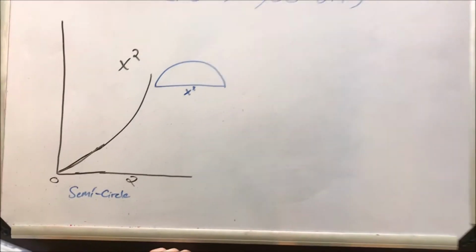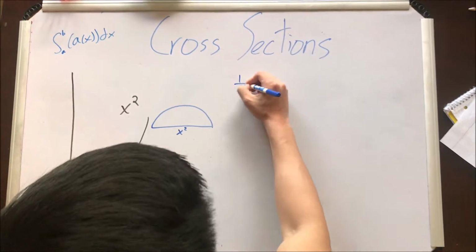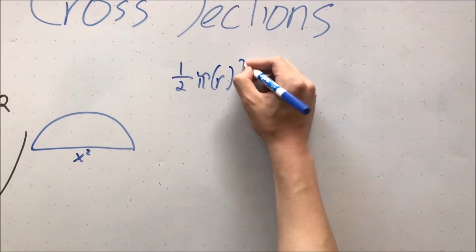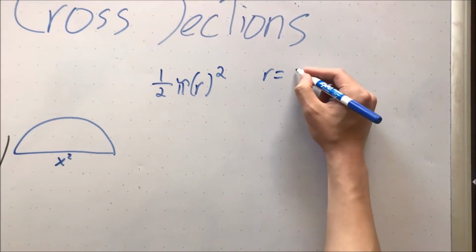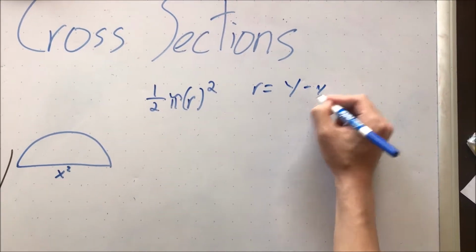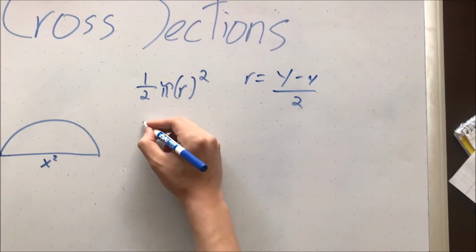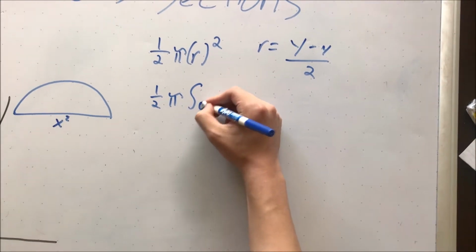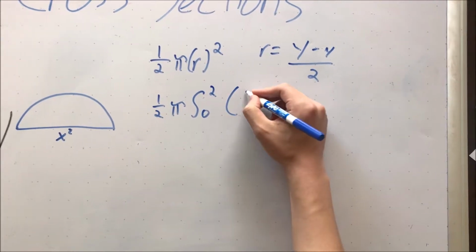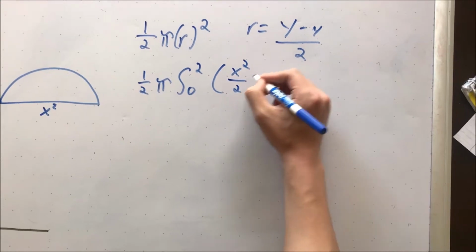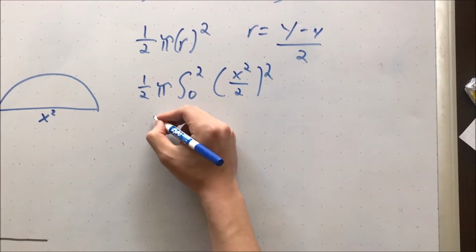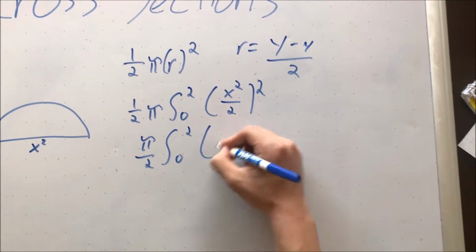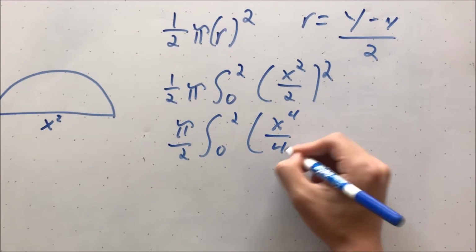This question asks for the cross-section with a half circle on the base. You'll use 1/2 times pi times r squared for your A of x, since that is the equation for the area of a half circle. Then you're going to plug in x squared over 2, because x squared is going to be your diameter and you need the radius. So you're going to plug x squared over 2 in for your radius. And you can take 1/2 pi out to the outside. So you have pi over 2 times the integral from 0 to 2 of x to the fourth over 4, because you go ahead and distribute the exponent inside.